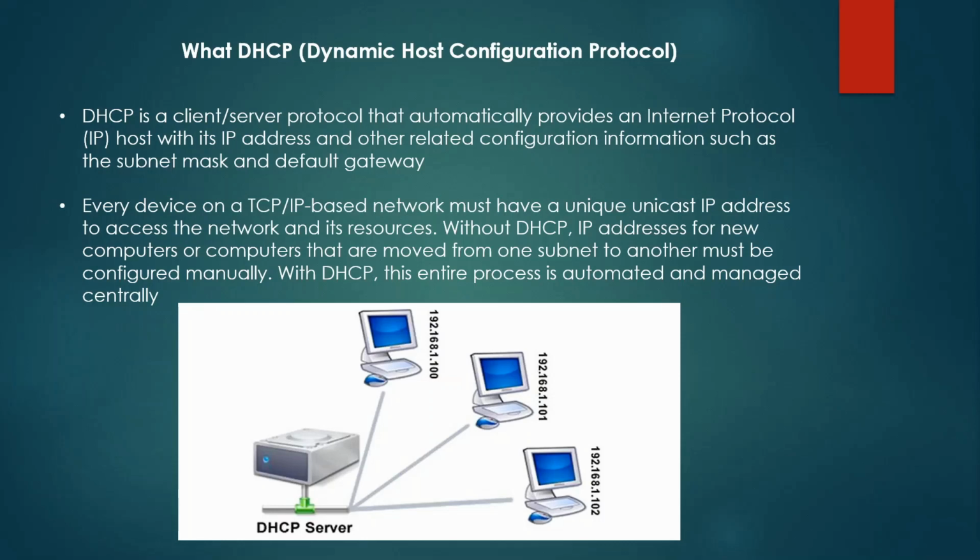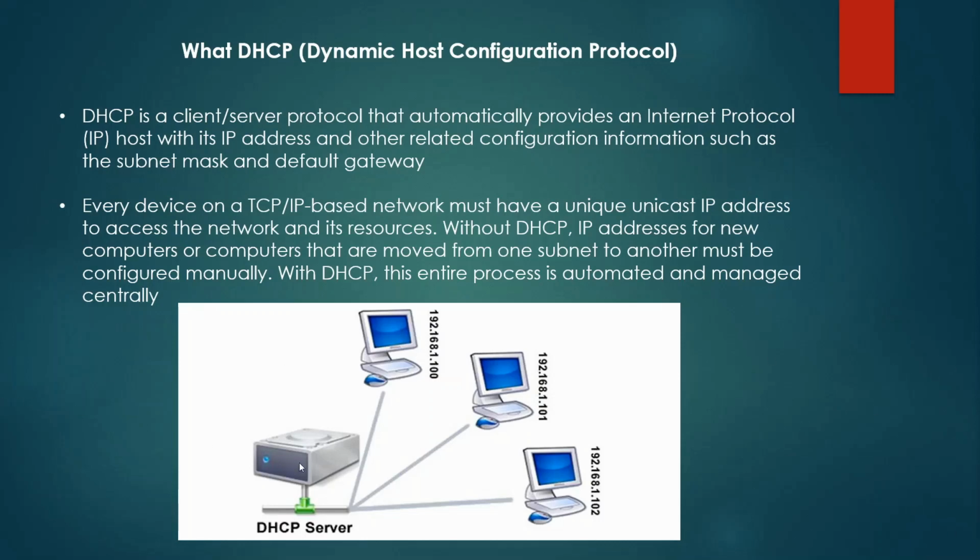Without DHCP, IP addresses for new computers, or computers that have moved from one subnet to another, must be configured manually. Manually is static IP addressing. However, with DHCP, this entire process is automated and managed centrally.